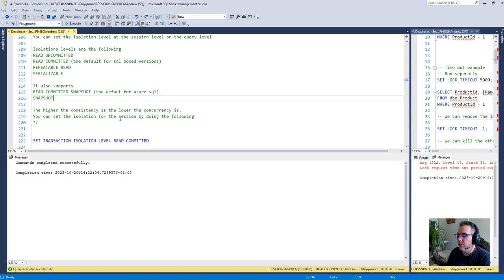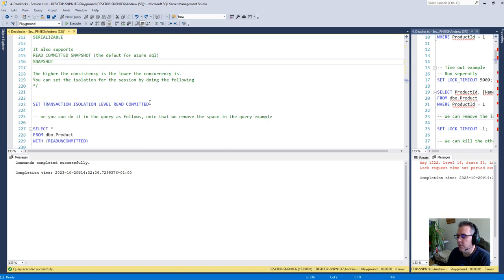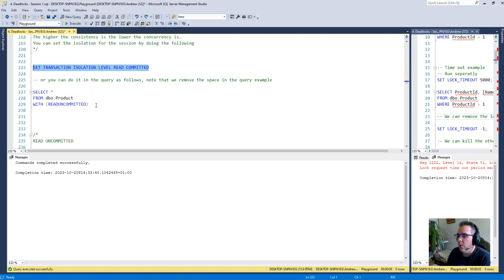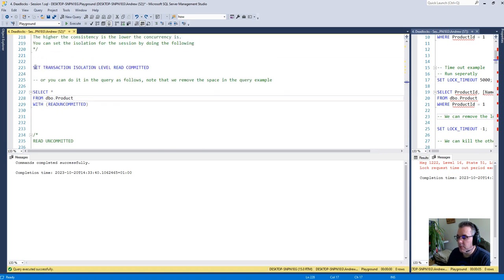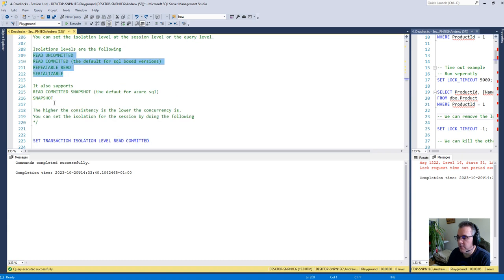You can set the isolation for the session by doing the following. For this session, I want to set my isolation to read committed, which is the default out of the box, and I think that's what we're already in, but we just run that to make sure. Or you can do it on a query level. Here, I've never used this syntax. I always use this syntax. We've got select everything from product and then read uncommitted. You'll notice that there's no space in the name, whereas there is up here. So that's how we set the isolation level, set transaction isolation level, and whatever name it needs to be, one of these or these.